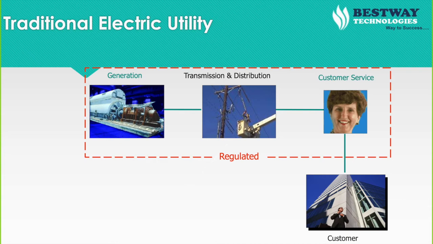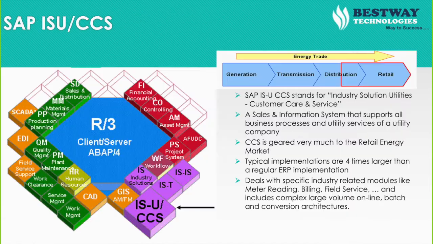Now, when it comes to a utility application, a part of distribution and the complete retail part can be handled using a utility application. SAP IS-U handles your distribution and the entire part of your retail. It doesn't handle your transmission, and it doesn't handle your generation part. So if you look at this, you have generation, transmission, distribution, and retail. As I said, your utility application handles a part of distribution and a part of retail.